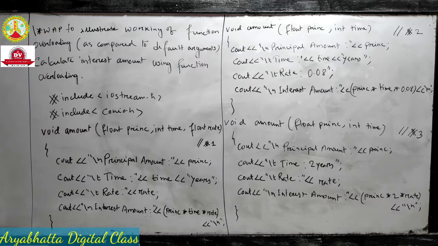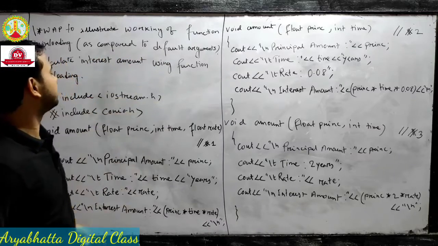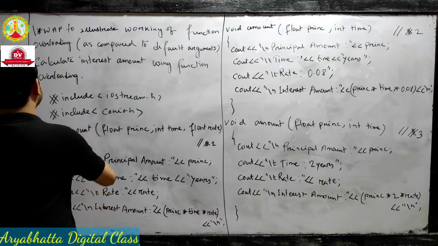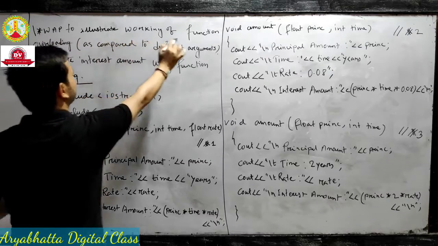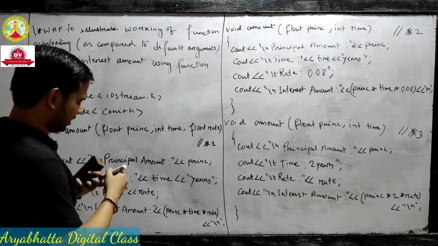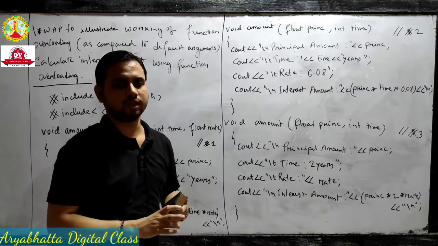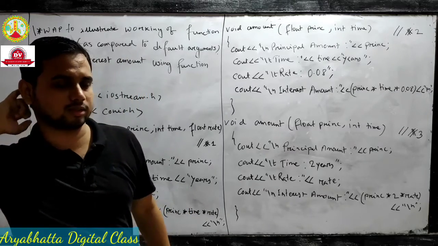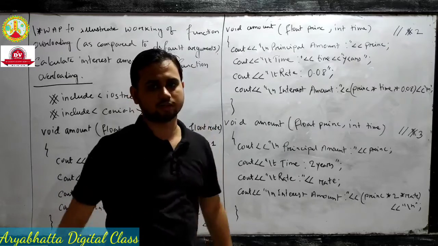Earlier we discussed the program of default argument, and this is as compared to default argument. This is the question: write a program to illustrate the working of function overloading as compared to default argument. The previous program was default argument, which has some drawbacks, but those drawbacks are overcome in function overloading. You see it.